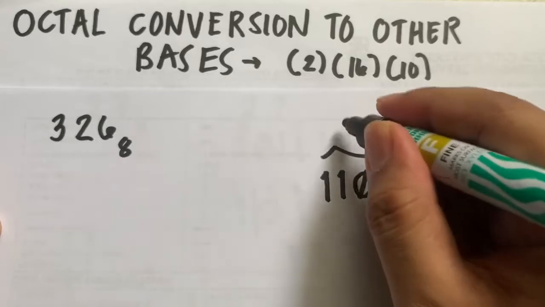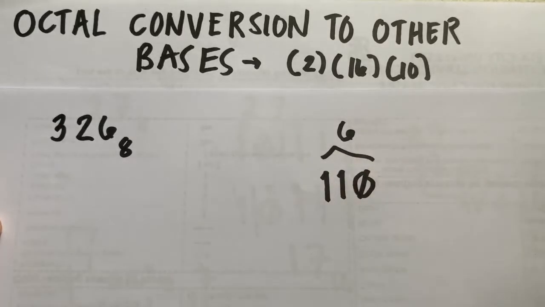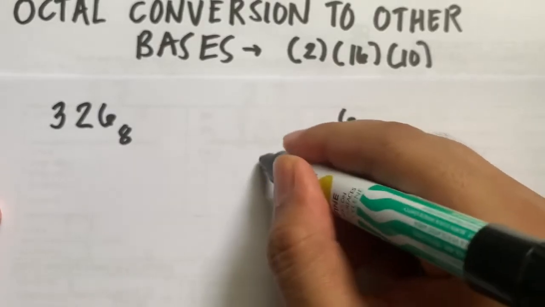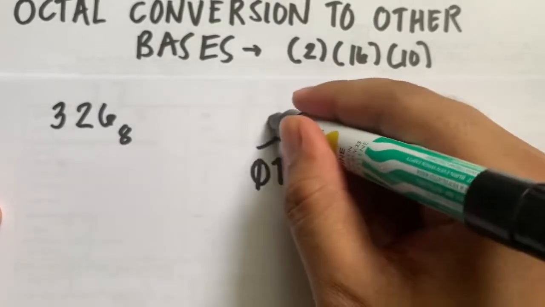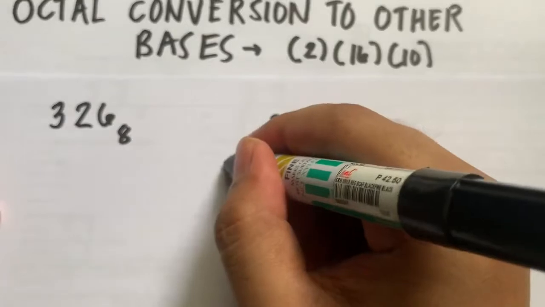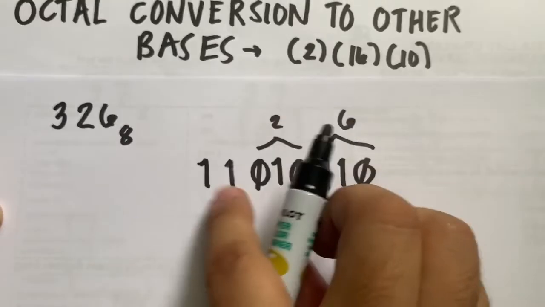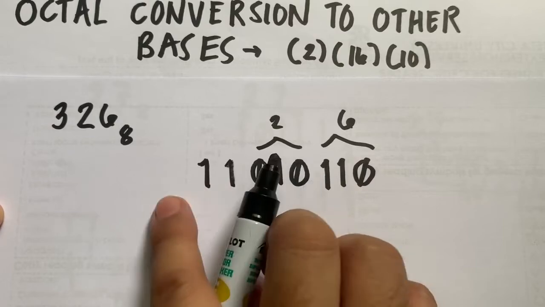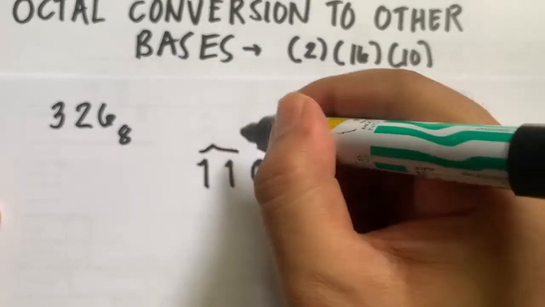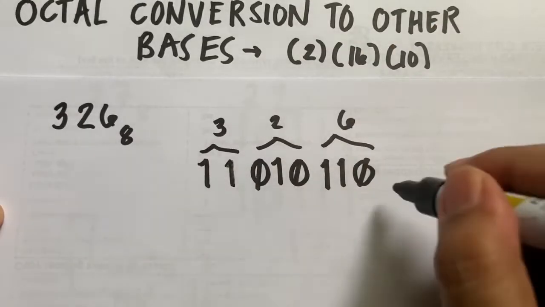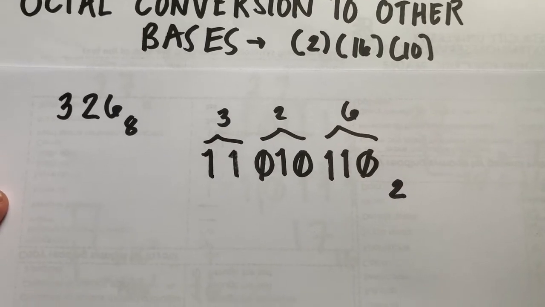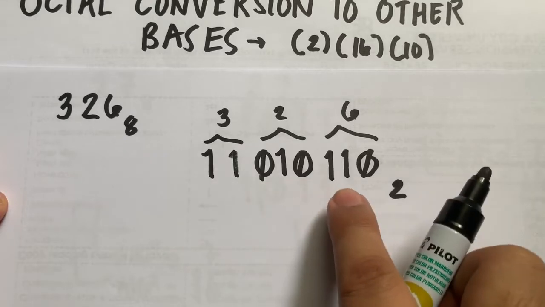So this is the binary equivalent of 6. 2 is 0 1 0, and 3 is 0 1 1. The 0 is at the left, so we disregard it. So this is now the binary equivalent of 326: 11010110.